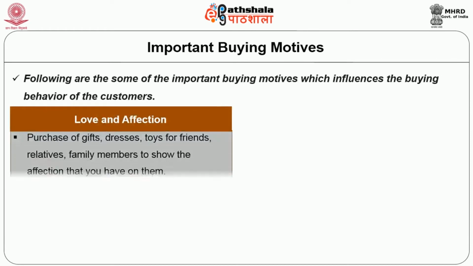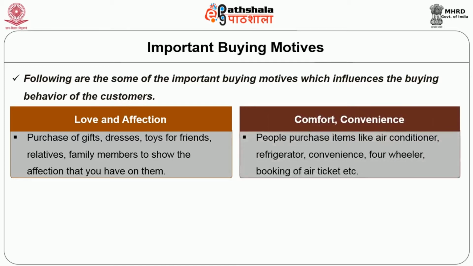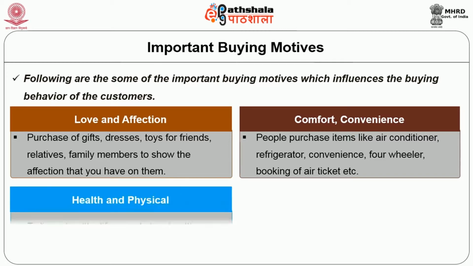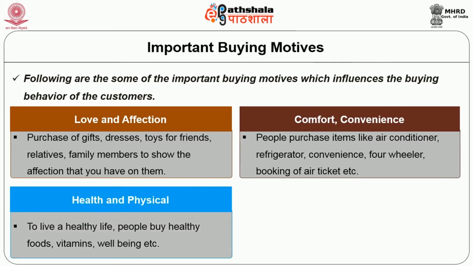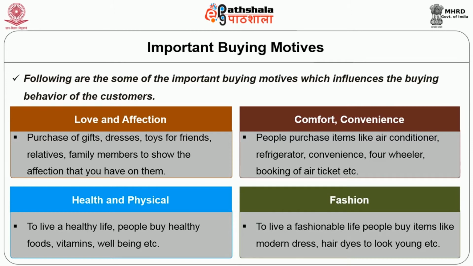Love and affection. Purchase of gifts, dresses, toys for friends, relatives, family members to show the affection you have for them. Comfort and convenience. People purchase items like air conditioners, refrigerators, four-wheelers, booking of air tickets, etc. Health and physical well-being. To live a healthy life, people buy healthy foods, vitamins, etc. Fashion. To live a fashionable life, people buy items like modern dress, hair ties to look young, etc.